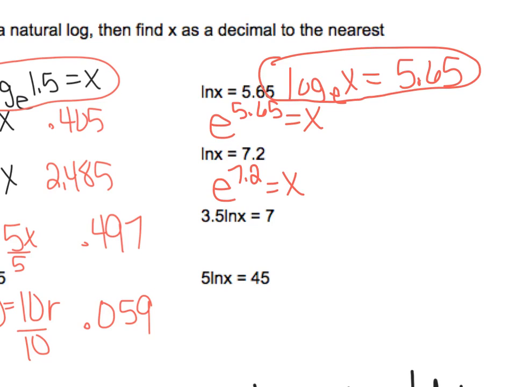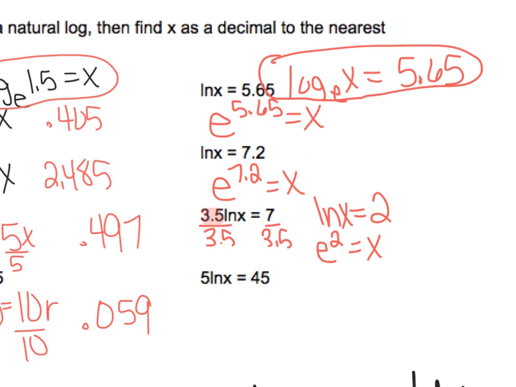The next one, we actually have a coefficient out in front that we need to take care of first. We have 3.5 times the natural log of x equals 7. Well, we don't want 3.5 times the natural log. We need to get the natural log by itself first. So we should divide both sides by 3.5. And 7 divided by 3.5 is 2. So if we're going to change that into exponent form, it would be e to the second power equals x.